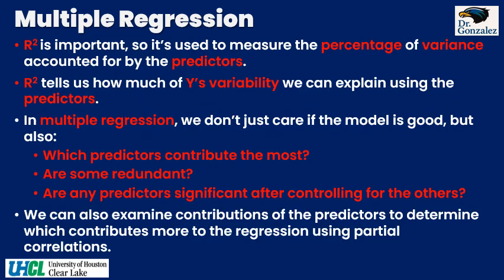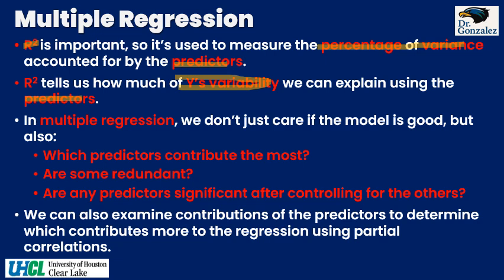So what's important to remember here? Go back to that R squared. R squared is going to be important because it's a measure of the percentage of variance that is accounted for by those predictors. It tells me how much variance in Y I can attribute and explain using this set of predictors.